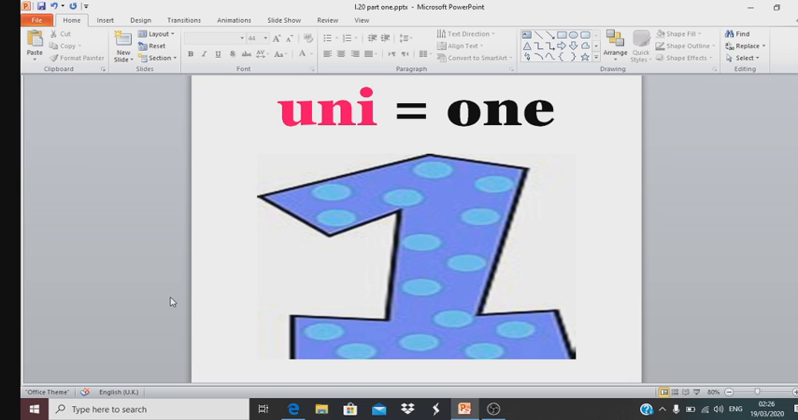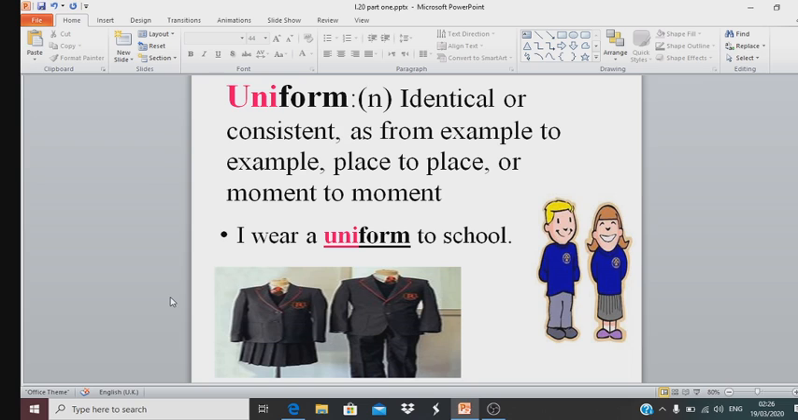Uni. Uni means one, like in uniform. So the base word is form and uni is the prefix. Uniform means identical or consistent and it functions as a noun. So like here, all of the school are wearing the same uniform, or I wear a uniform to school. This is a formal uniform.